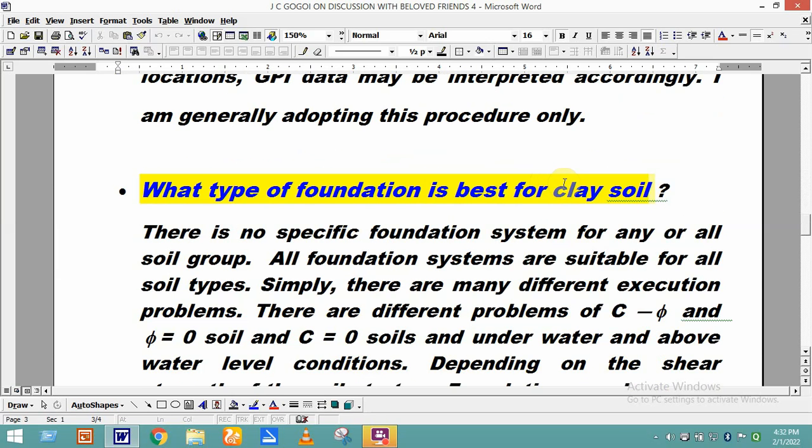Another question: what type of foundation is best for clay soil?